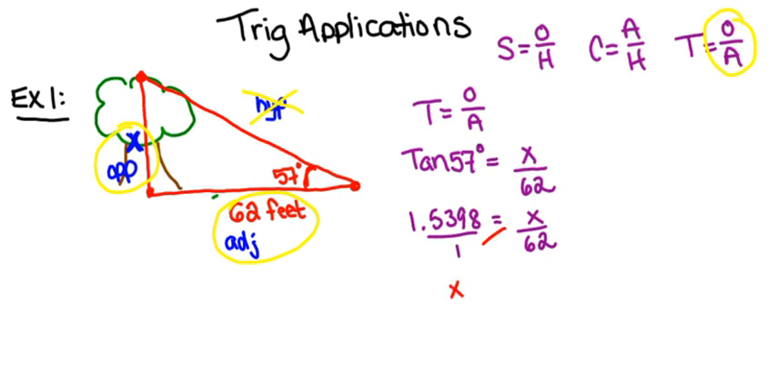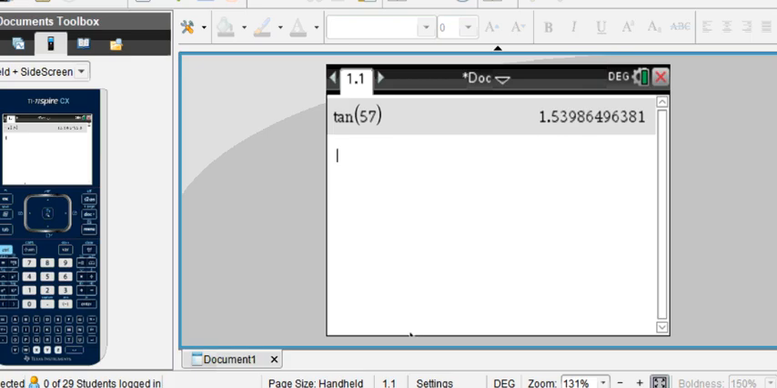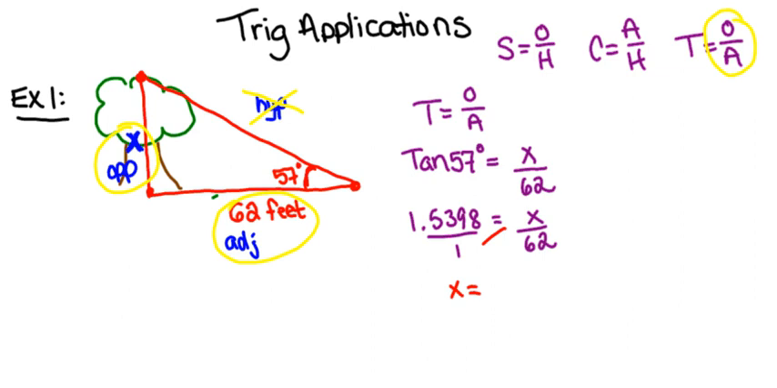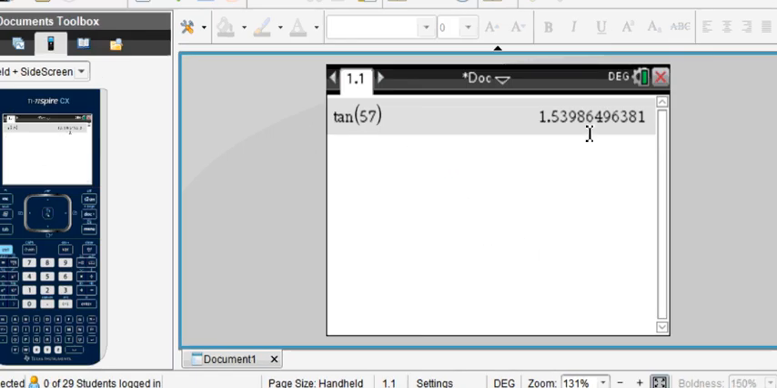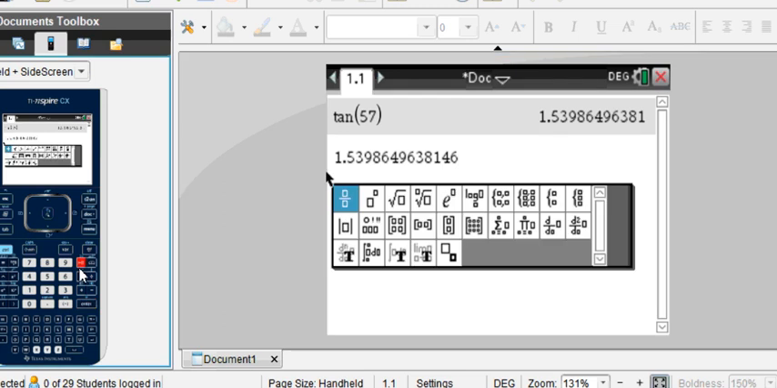And now I'm going to go ahead and cross multiply. So x is equal to 62 times my 1.5398 number. And I'm going to go ahead and copy that down to the next row. So I'm going to highlight that number and cut and paste it because I need to multiply that whole entire number times the 62.